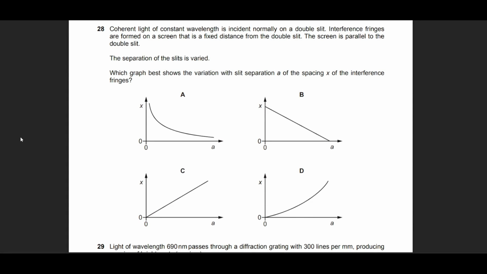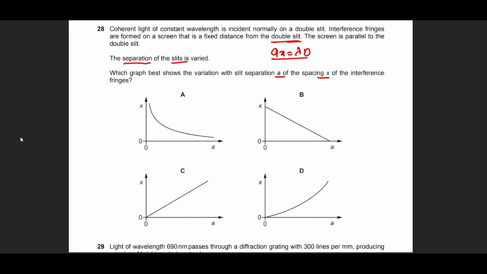Again, you have to deal with the mathematical equation. He says this is a double slit experiment, so this is going to be AX equals lambda D. Now let's see what he is trying to change. He says that the separation of the slits is being varied. Now slit separation is being varied. He says A and X.